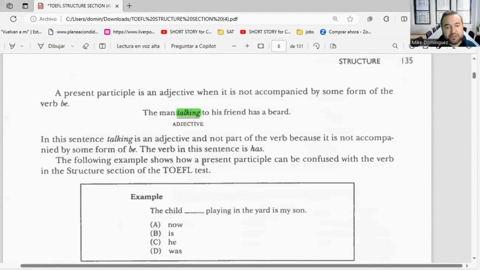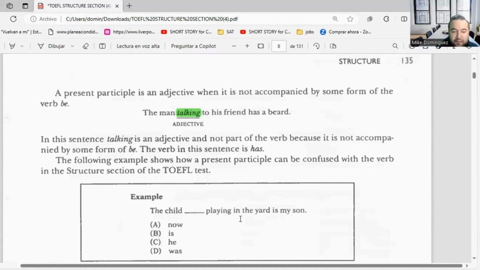The following example shows how a present participle can be confused with the verb in the structure section of the TOEFL test. Example, can you read the example, Carlos? The child playing in the yard is my son. Okay, so what is the correct answer? The child now playing in the yard is my son.